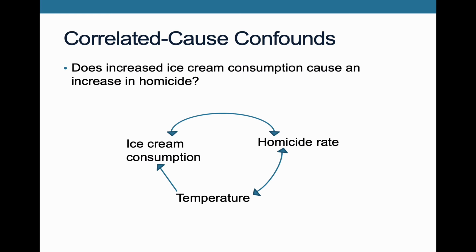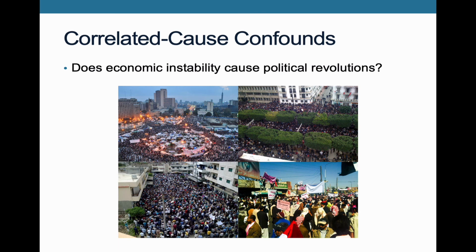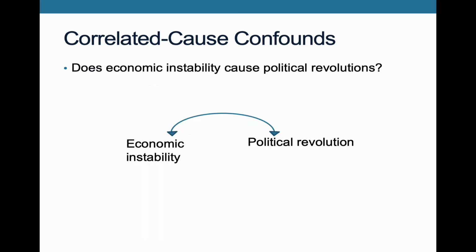Let's go through another example, one that relates more to politics. You might wonder if economic instability causes political revolutions, since places that have really volatile economies also seem to have revolutions more often. You might think that's because people are responding to the economic instability and that's causing them to revolt. This might be true, but you'd want to consider other potential confounds. Here again we see this correlation, but we're not sure if it's causal. So here's our x and here's our y.